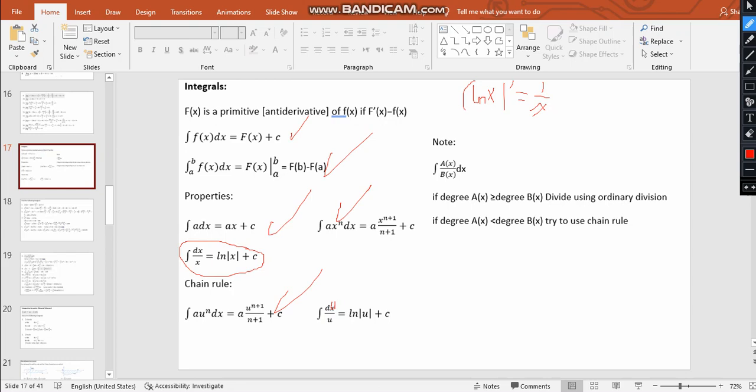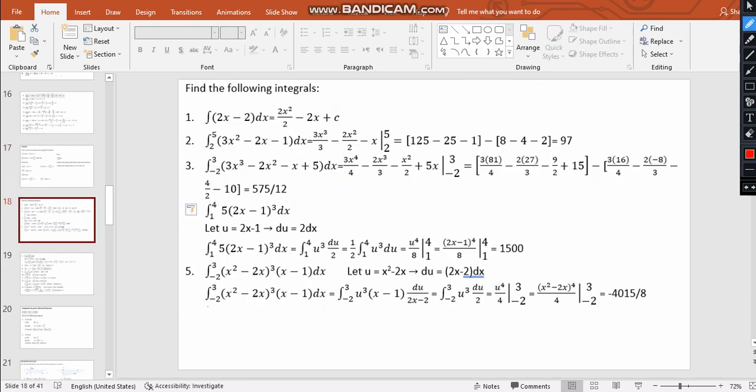So the integral of dx over x is ln |x|. The integral of du over u is ln |u|. So let us do this integral. The integral of 2x minus 1, this is very easy. You already know it, between 2 and 5. So this one here, you can check it.